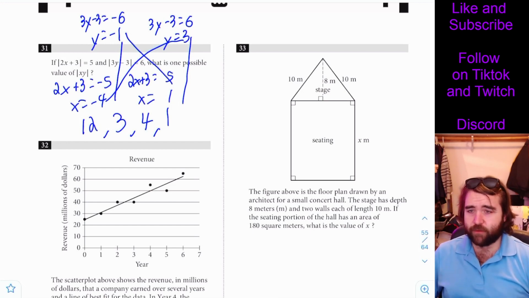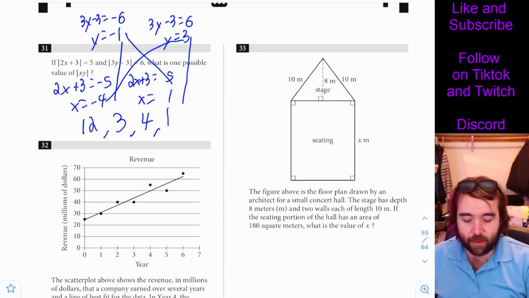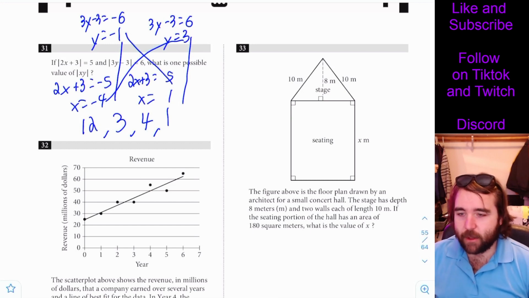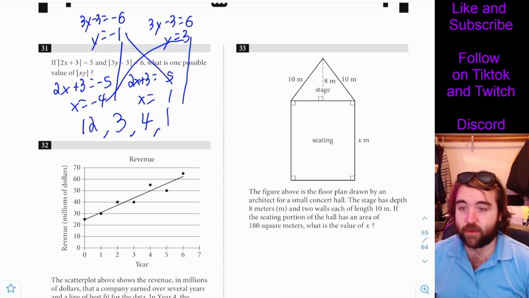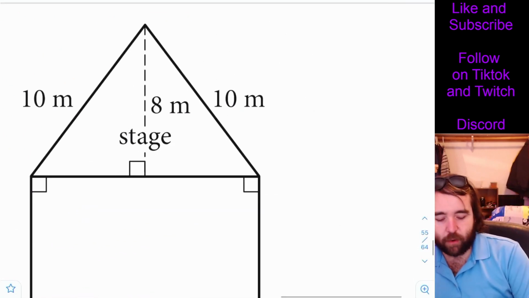So it's a 45, 45, 90. No, because we don't know that this top angle is a 90. They don't say that. If the seating portion of the hall has an area of 180 square meters, what is the value of x? Got it. So, oh, we have 3, 4, 5s. Because they are kind enough to point out this right triangle for us.